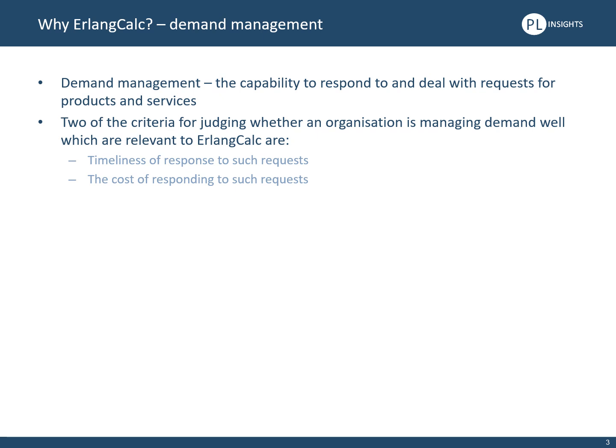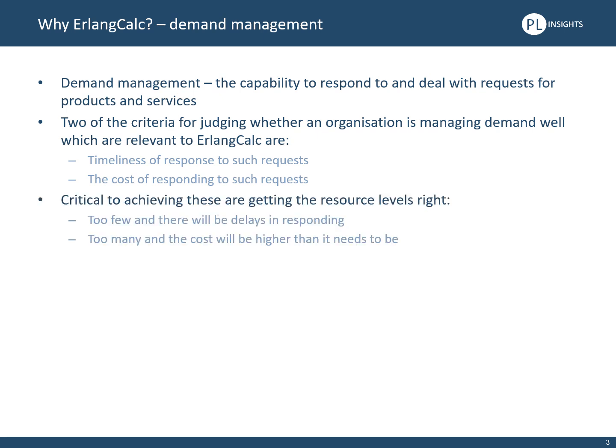So generally, if we can respond more quickly to our customers, we're likely to get a better reputation for good customer service, and clearly if we are able to do it at a lower cost in the private sector, we're going to make more profit. In the public sector, we're going to save the taxpayer money. Critical to achieving these goals are getting the resource levels right. If we don't have enough resource, there'll be delays in responding. If we're using too many resources, then the cost will be higher than it needs to be.